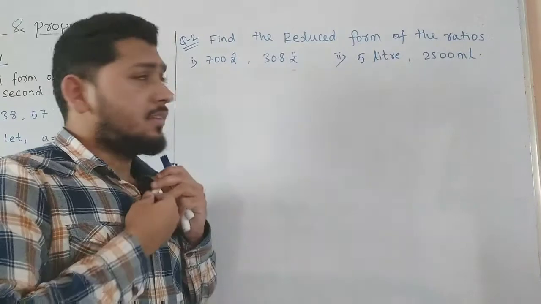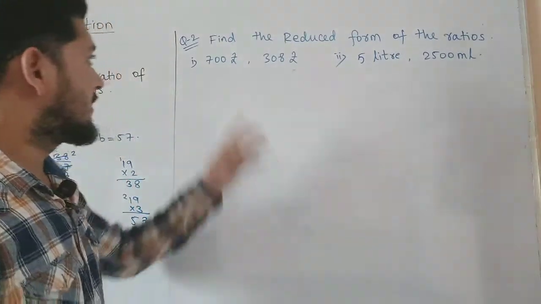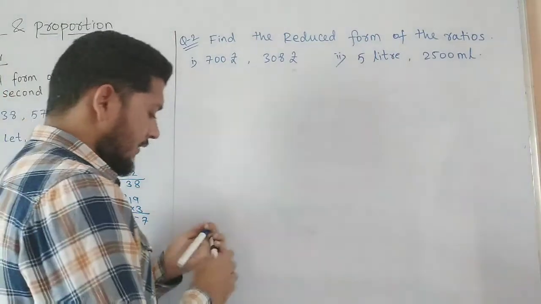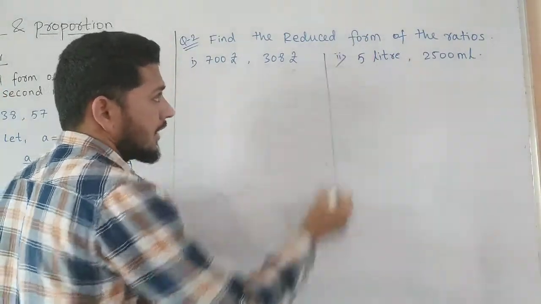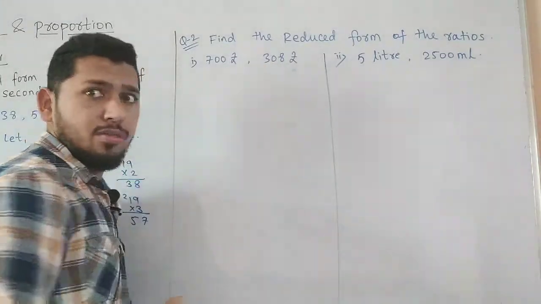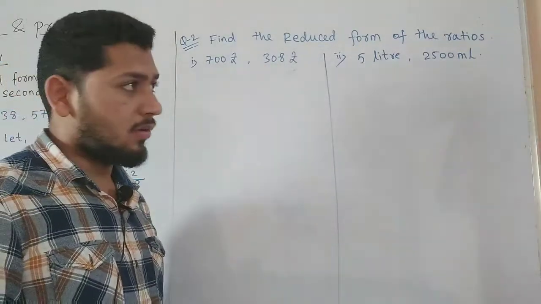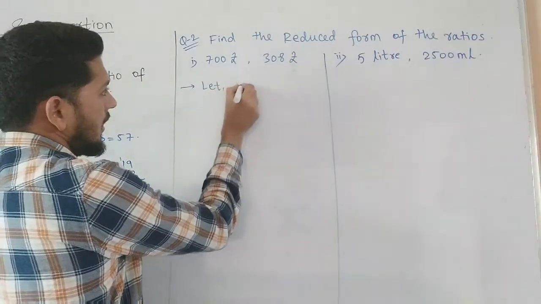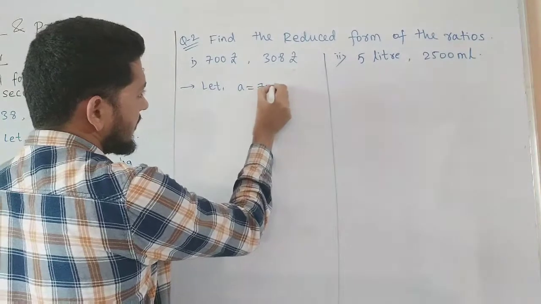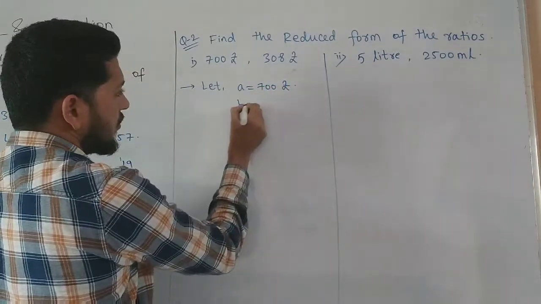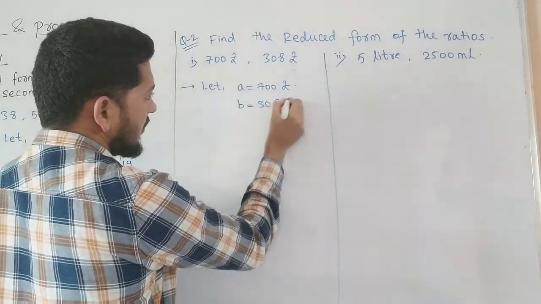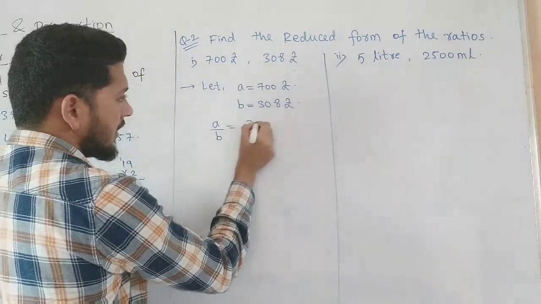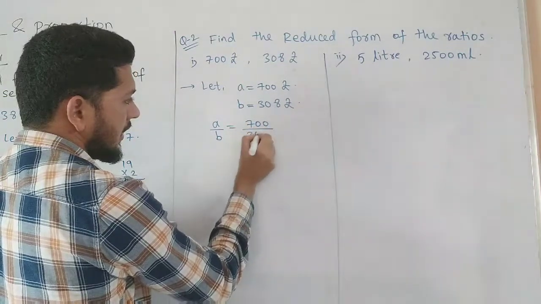Now we'll start with the first example here, that is 700 rupees and 308 rupees. Here both the quantities are given in the same unit, that is rupees, so we don't need to convert into paise. How will we solve this? First we'll consider A is equal to 700 rupees and B is equal to 308 rupees. After that we will take the ratio, A upon B is equal to 700 upon 308.